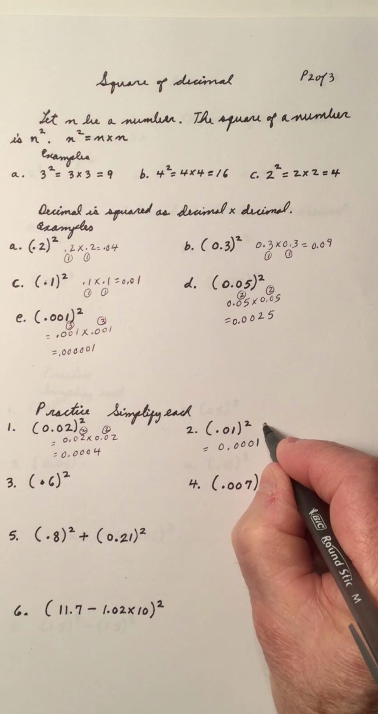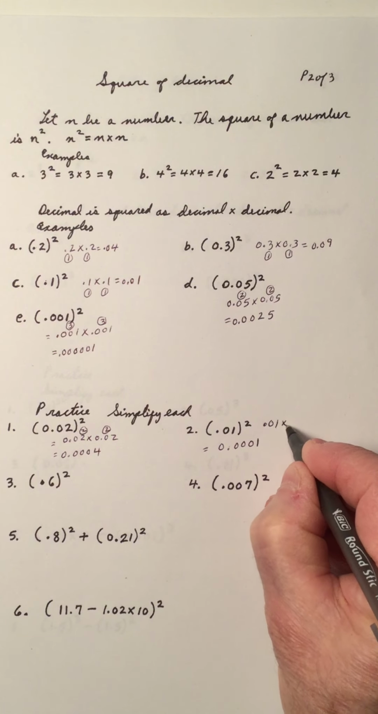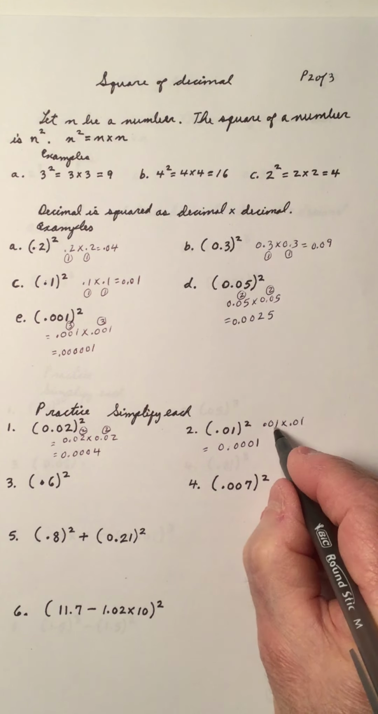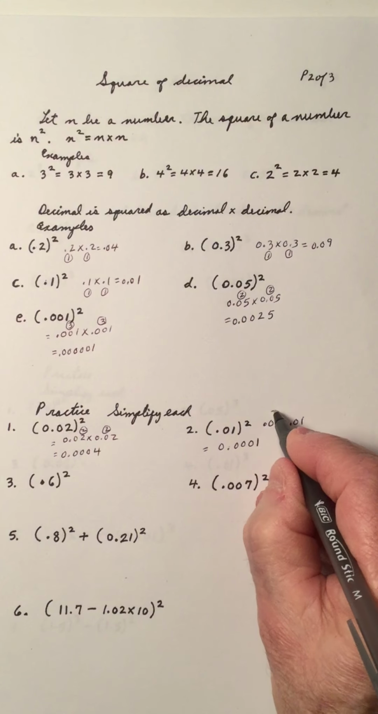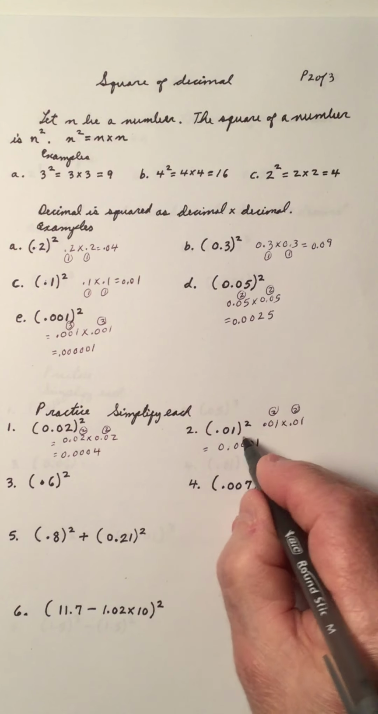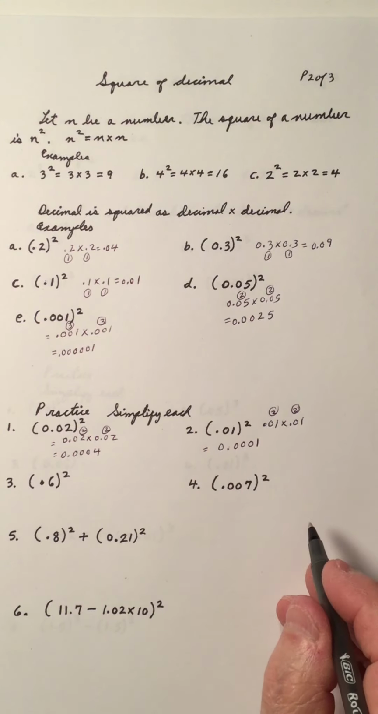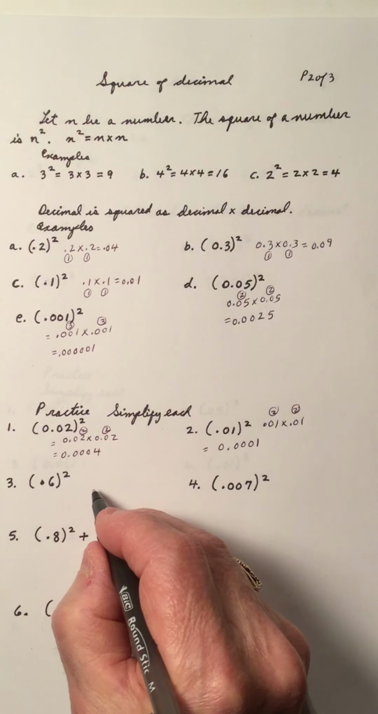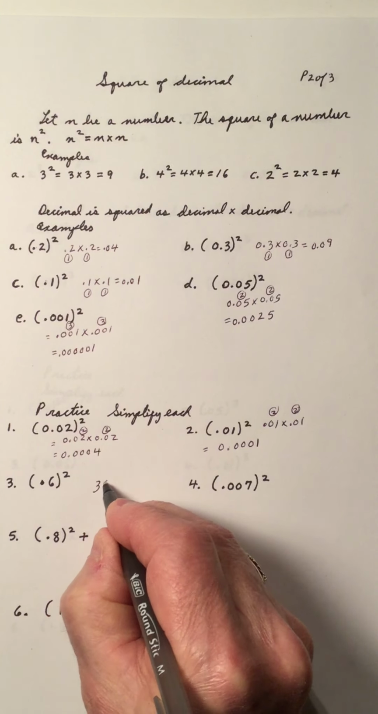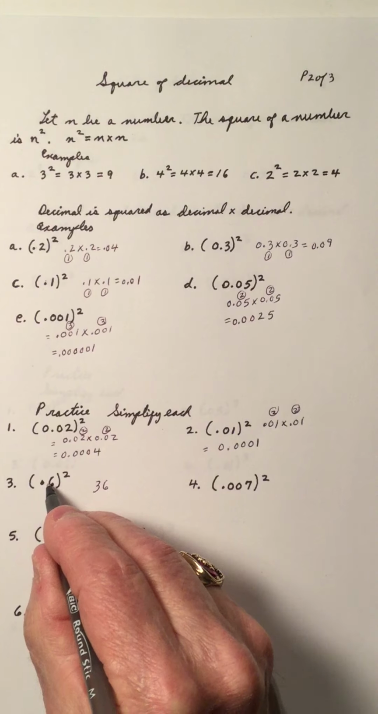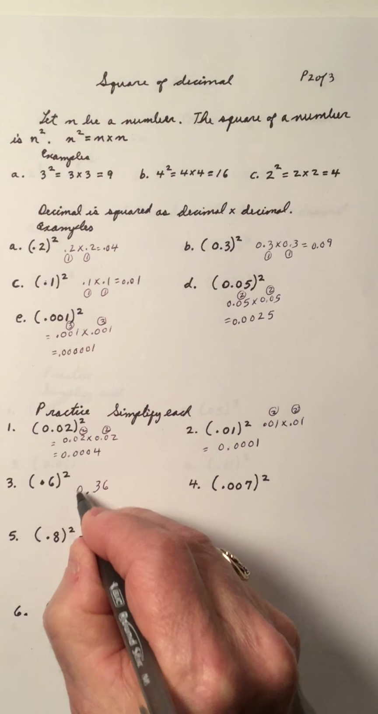Or you can write it out. 0.1 times 0.1. 1 times 1 is 1. 2 decimal places, 4 altogether, and do that. Your choice. 0.06 squared, 6 squared is 36. Yep. And there's 2 decimal places, so it's 0.0036.